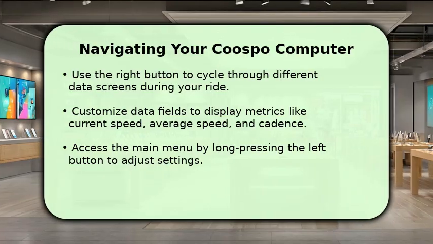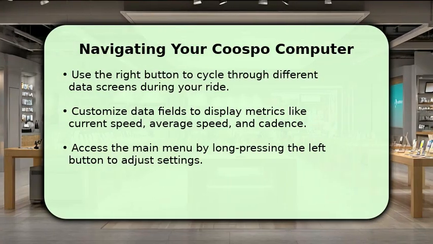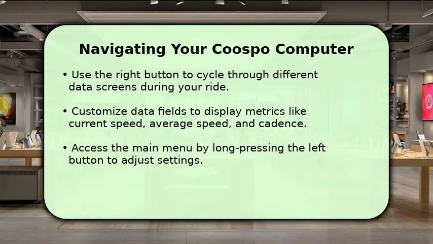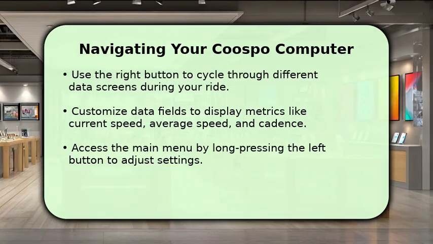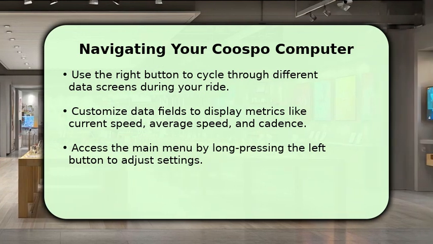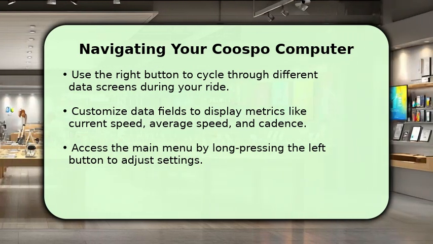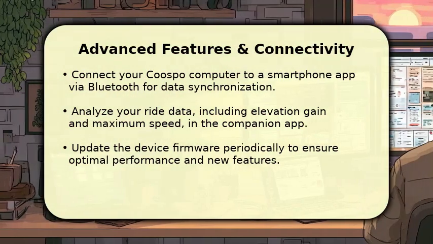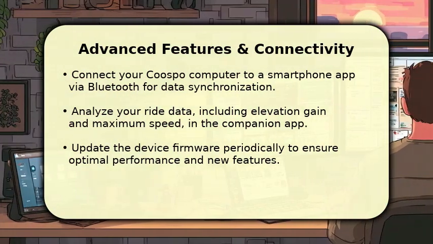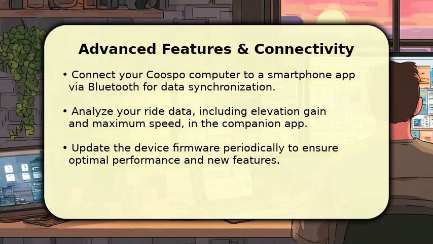To access the main menu and adjust settings further, simply long press the left button. This allows you to customize which data fields are most important to you. After your ride, review your activity log to see your ride history and total distance covered, helping you track your progress over time. Unlock more potential by connecting your Coospo computer to its companion smartphone app via Bluetooth.